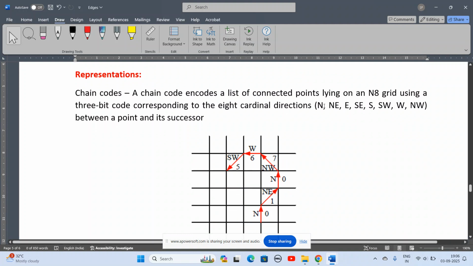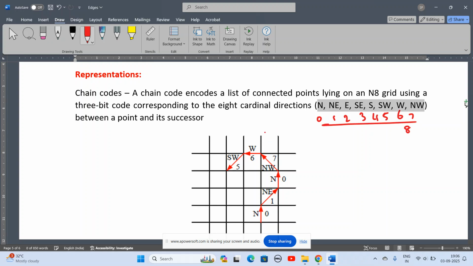Chain code means here the eight directions are mentioned: north, northeast, east, southeast, south, southwest, west, and northwest. I'm going to provide a code for every direction: 0 to 7, so the eight directions are numbered from 0 to 7. If I find an edge in this direction, I will consider it as north and provide the number 0. If the edge is like this, I'll give the number 1, it is northeast.